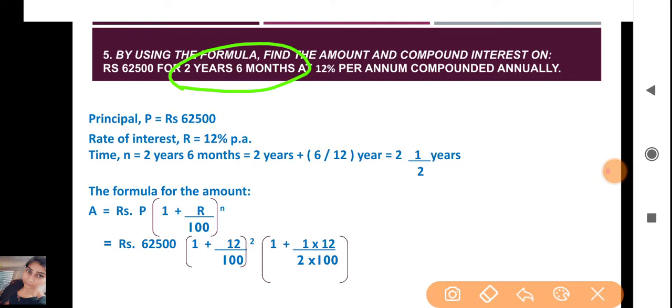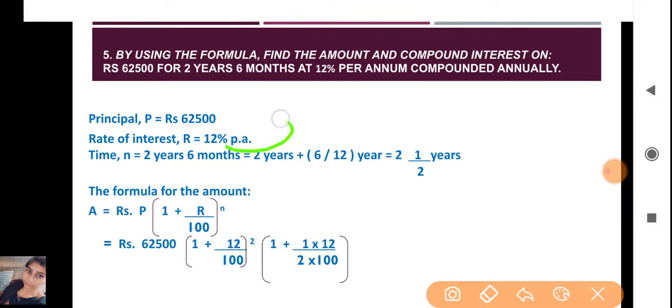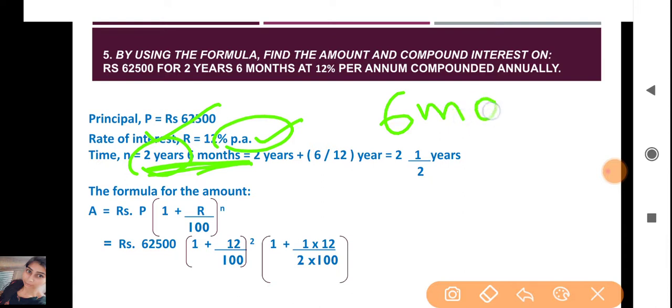So that means the given things are P, that is 62500, rate is given as 12% per annum, and the time is 2 years 6 months, right? Now this 6 months we have to convert into years. Both the things should be in years because this rate of interest is given per annum. So the duration should be converted into years only. This 2 years is fine, but this is not. So this 6 months we need to convert into years.